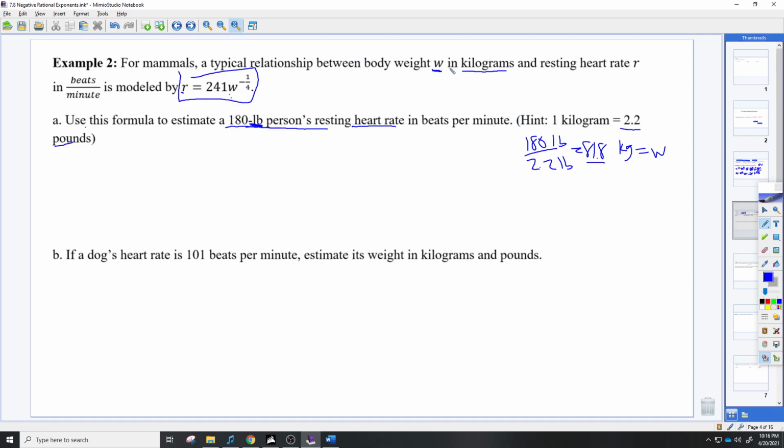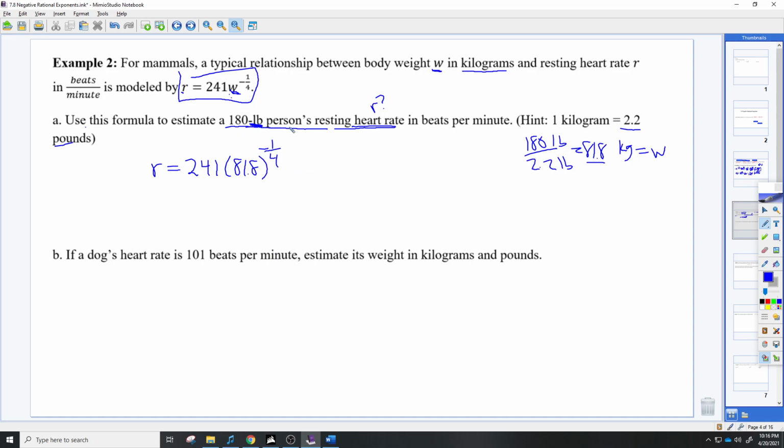That's what it wants up here. And then the question is, well, what's the resting heart rate? So we don't know R. We're going to plug in W and figure out what R is. It's actually not that bad. So we put R equals 241 comes down. The W is what we just found, 81.8. You don't have to put in kilograms here. We know that's the unit. And this is going to be raised to the negative 1/4 power.